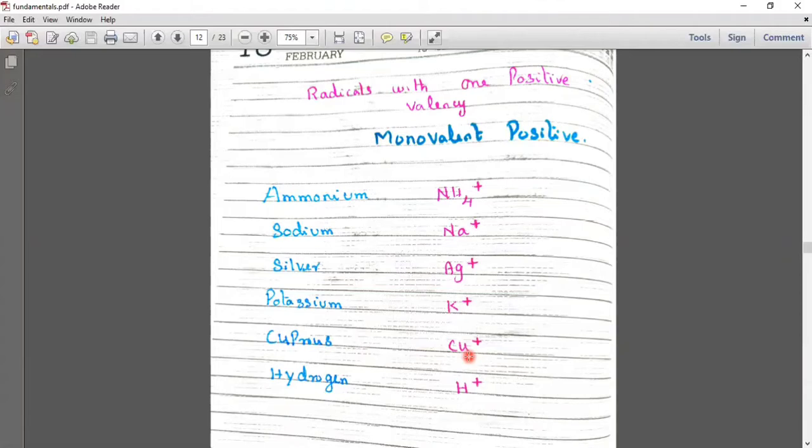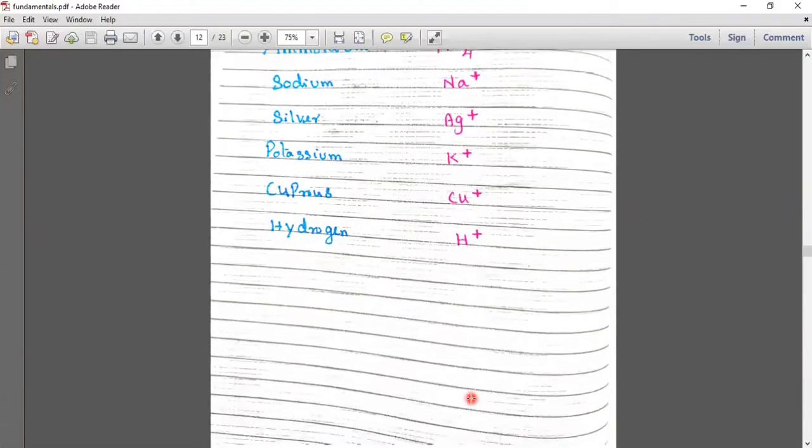cuprous means plus 1, the lower valency, and ic, as in cupric, means higher valency. Hydrogen is H plus.